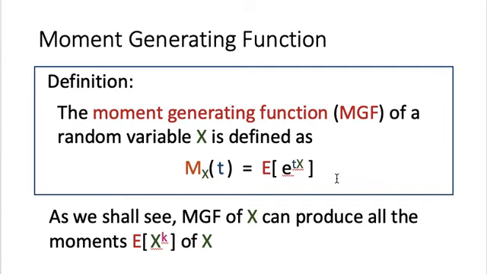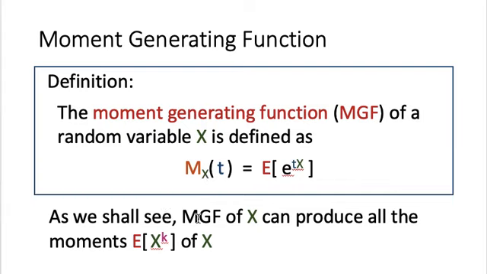For a fixed value of t, let's say t is equal to 0.1, then e to the power 0.1X will be a random variable. And because it is a random variable, we can talk about the expected value. And the expected value of a random variable will be a fixed constant. So by varying the value of t, we will get different values of the expected value of e to the power tX. And this gives us a function of t, and this is called the moment generating function.